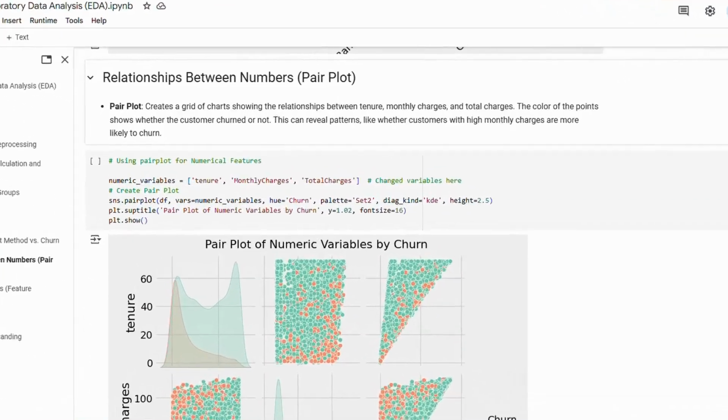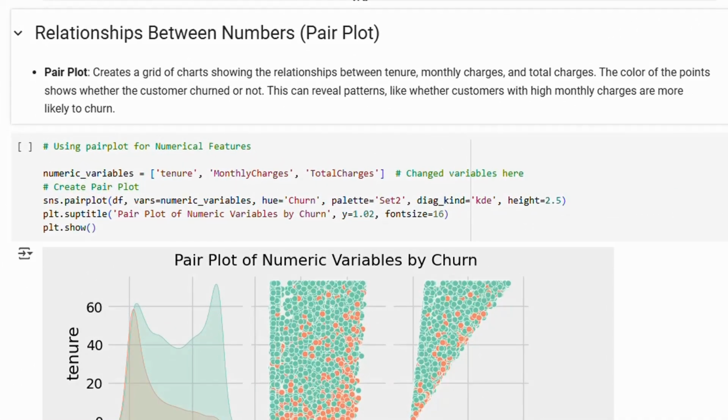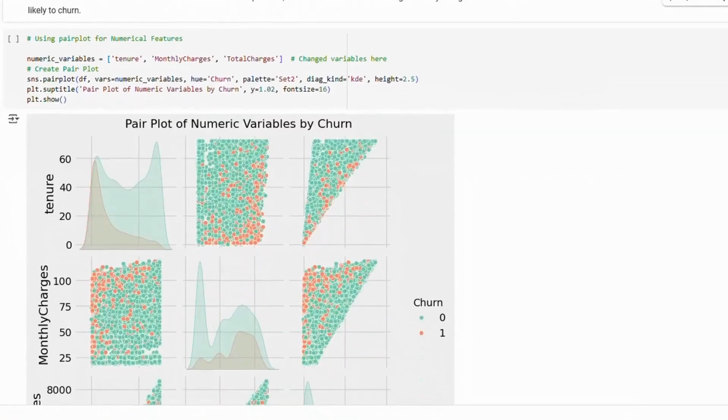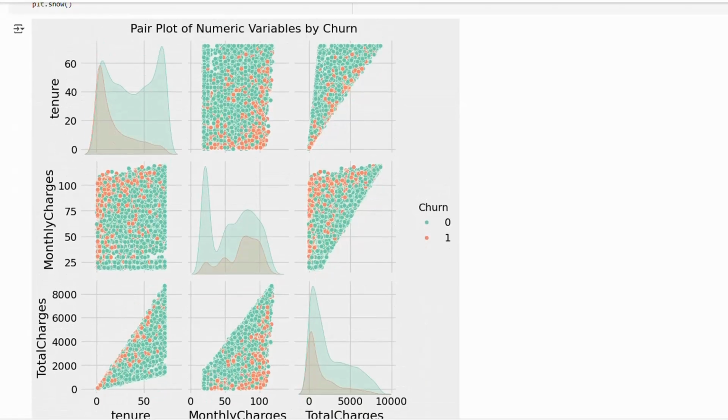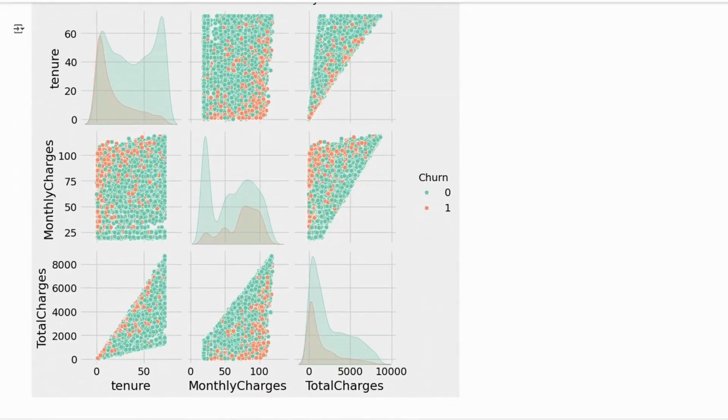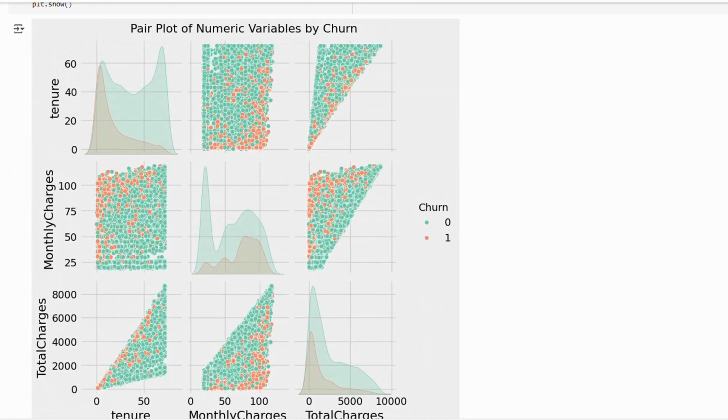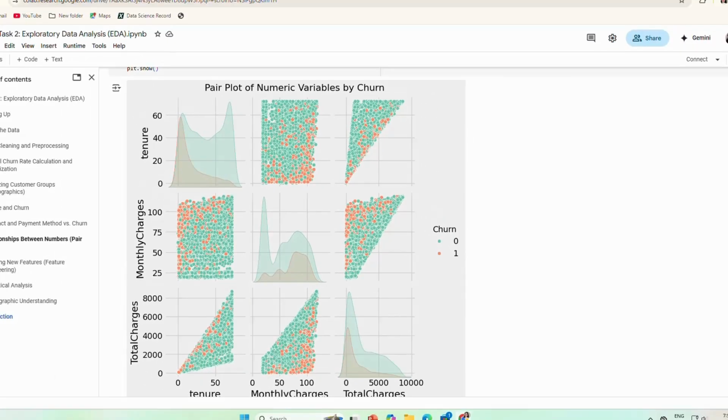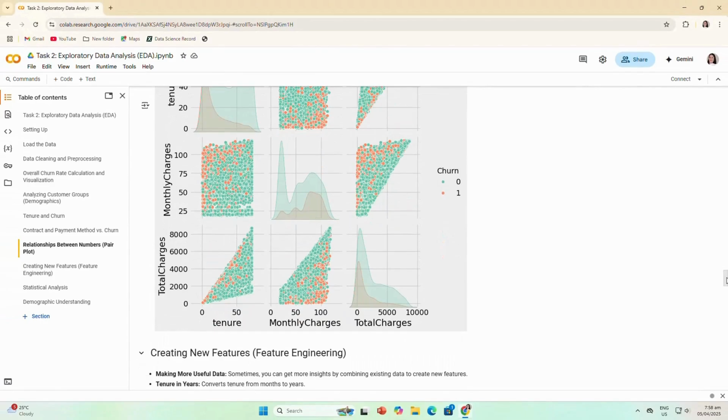Looking at the big picture, we use a pair plot to see how tenure, charges, and churn interact. Shorter tenure equals higher churn. Higher monthly charges show a slight increase in churn, but not a strong trend. Lower total charges correlate with churn, likely because churned customers don't stay long enough to accumulate high charges. These relationships confirm that tenure is the strongest indicator of churn, while monthly charges play a secondary role.